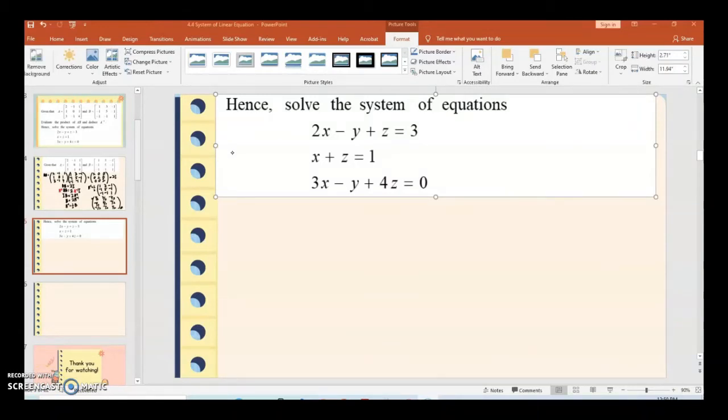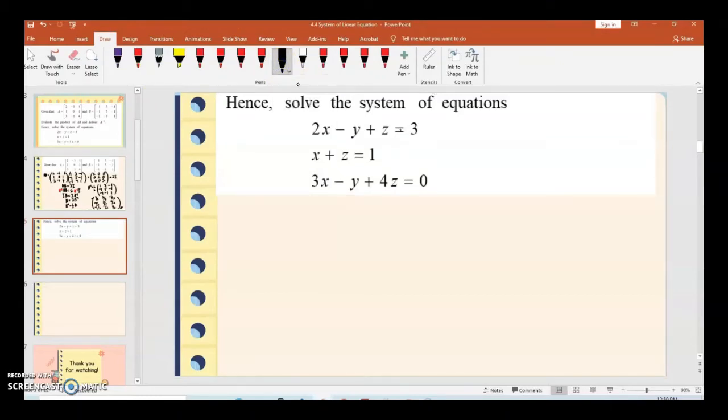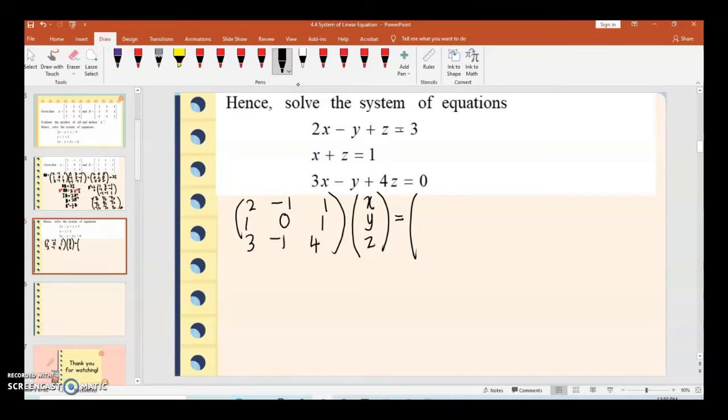First thing first, we are going to convert this equation to a matrix equation. Okay, for the matrix equation, we take the coefficients of x, y, and z. The first column coefficient will be 2, -1, 1. The second column will be the coefficient of y: 0, 1, 3, -1, 4. Matrix A is the coefficient for the unknowns. Matrix X will be x, y, z. And then the right hand side will be the product, 3, 1, and 0. So here we have matrix A, X equals C.